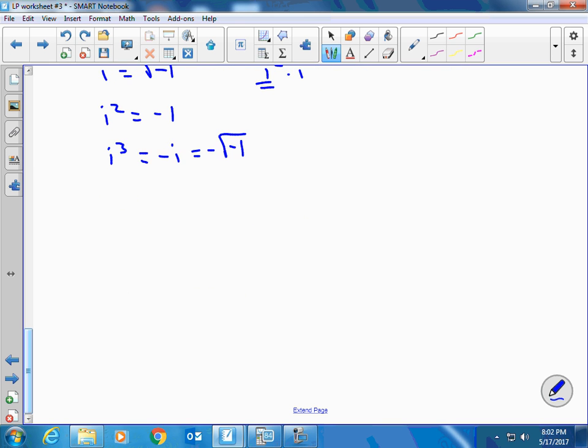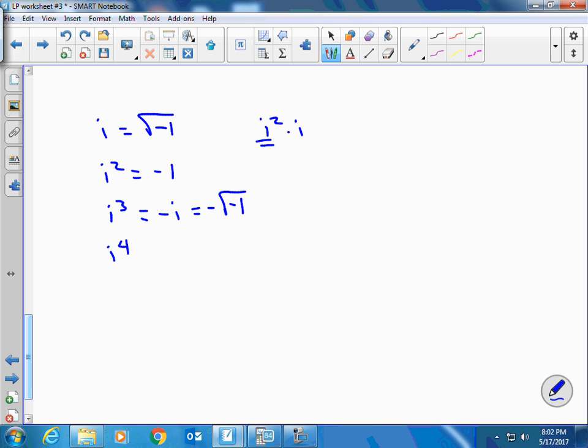So what is i to the fourth? How do you get i to the fourth from what I already know? I'm going to stick with i squared, because i squared is a nice number. How do I get i to the fourth from i squared? Well, i squared times i squared would give me i to the fourth, right? Because I add exponents when I multiply like bases. Well, what is i squared? i squared is a negative 1. So it's a negative 1 times negative 1. That's interesting. i to the fourth is plain old 1.